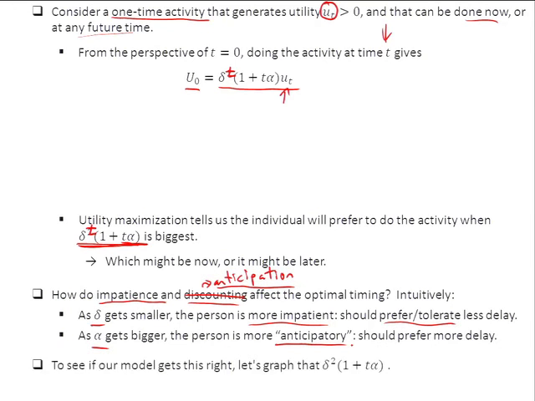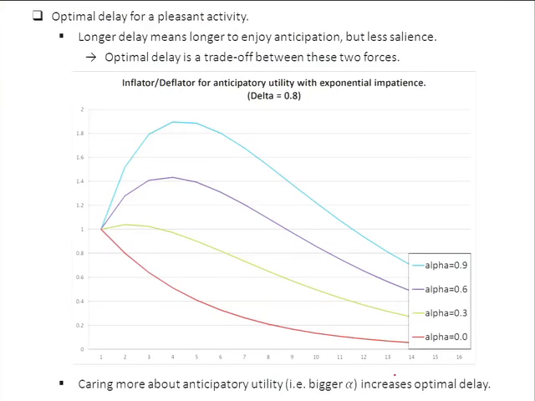So let's graph this inflator-deflator thing and see what we might learn about the timing of outcomes. Right, so this is a strategy we haven't used yet for getting insight into something. Rather than actually doing comparative statics and taking derivatives of this thing to see when it's biggest, let's just graph it and see when it's biggest.